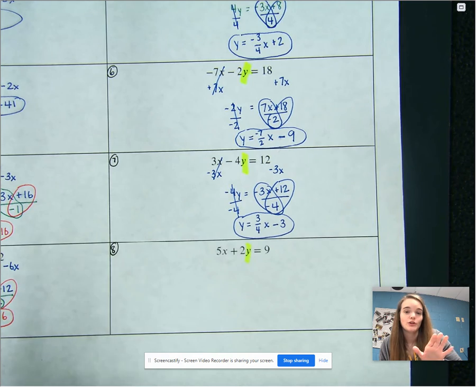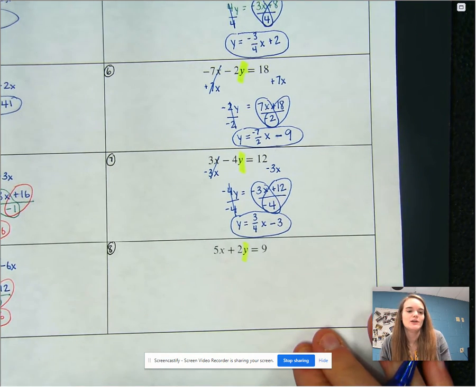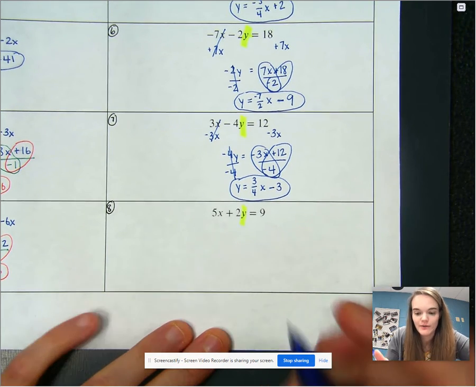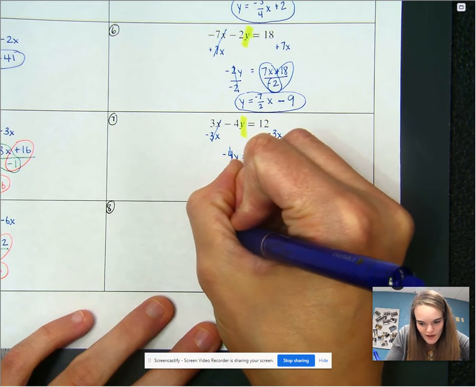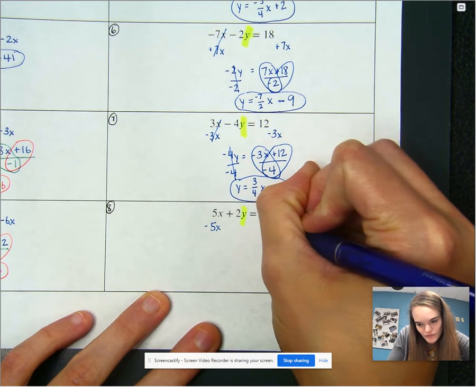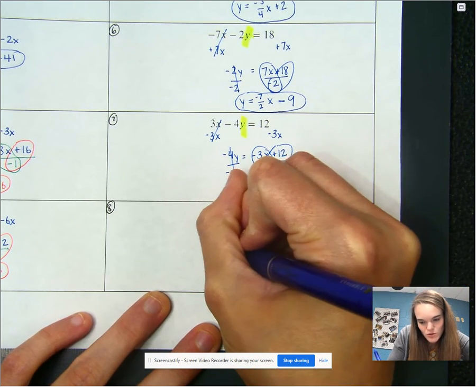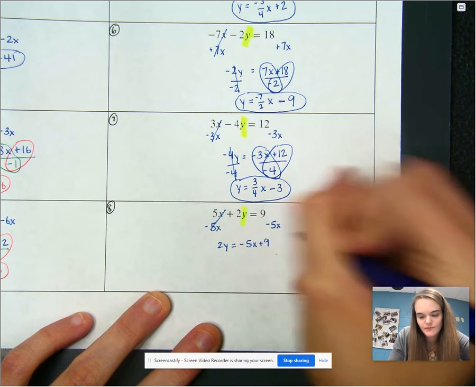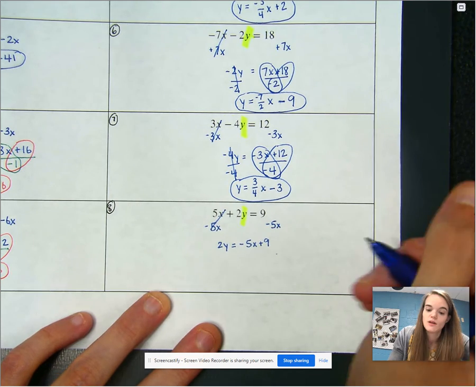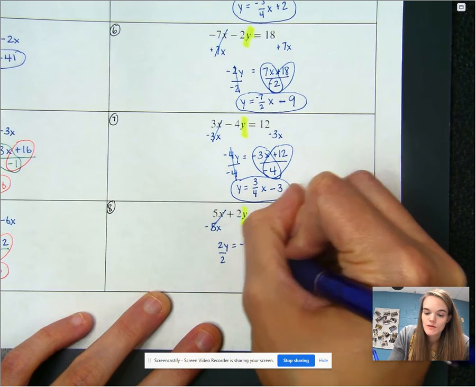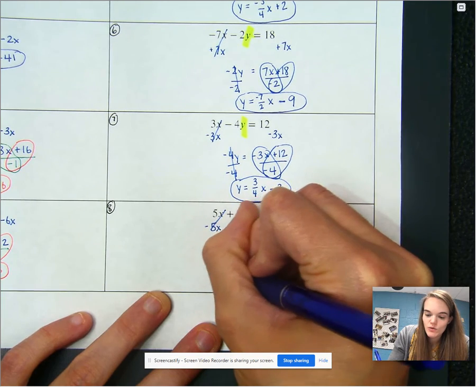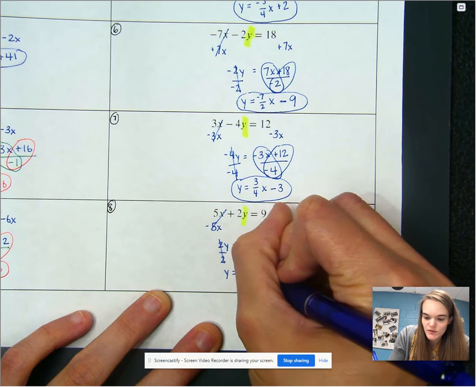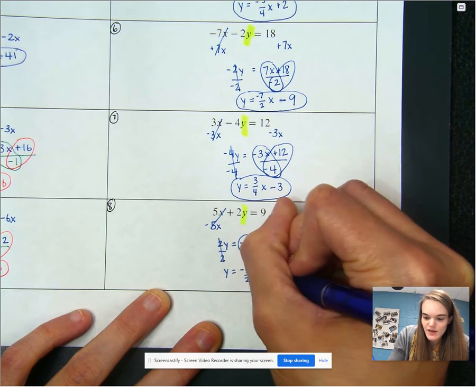If you didn't pause earlier, please at least do it now and do number 8 on your own. If you did, thank you, and keep going. Subtract 5x. 2y equals negative 5x plus 9. Divide by 2. Y equals negative 5 over 2 x plus 9 over 2.